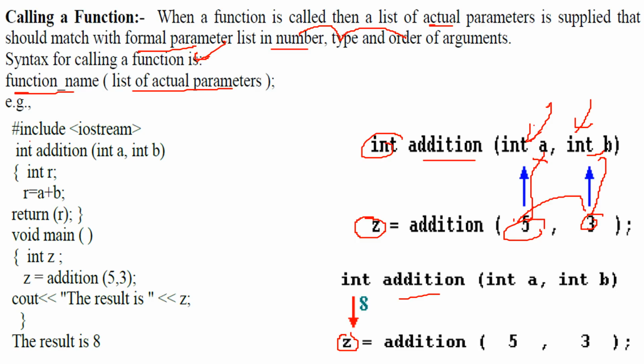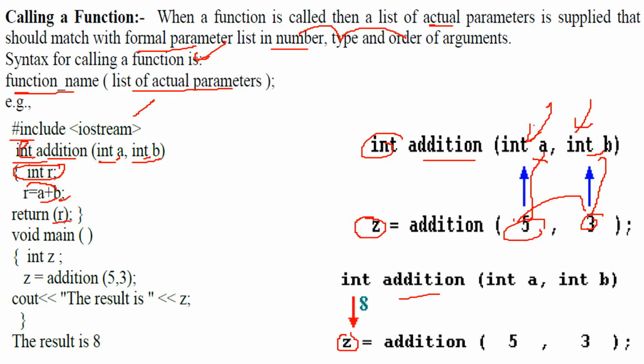So just take a program. We have #include <iostream.h>. This is our function addition, this is the return type, and these are the parameters. Now we give the definition of the function. So with a and b, we take a temporary variable r, and we add a and b, assign it to r, and return it.